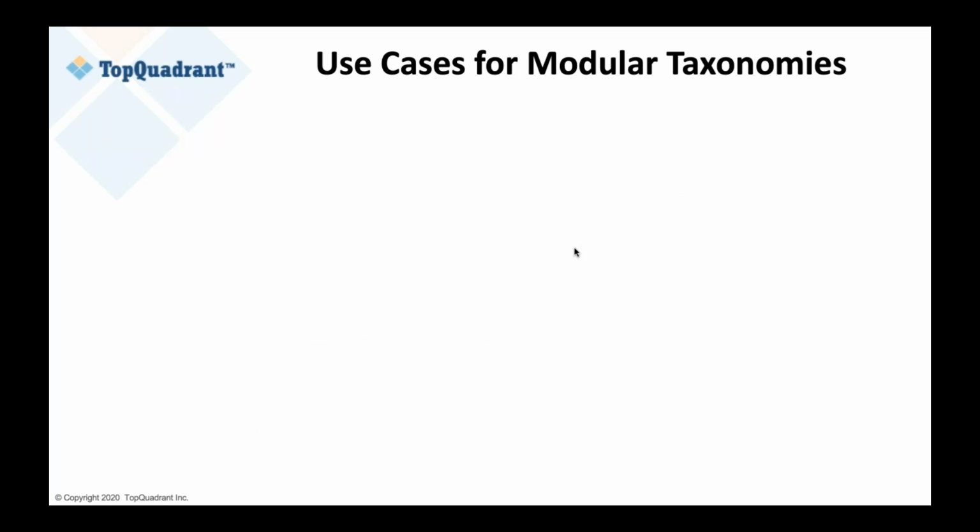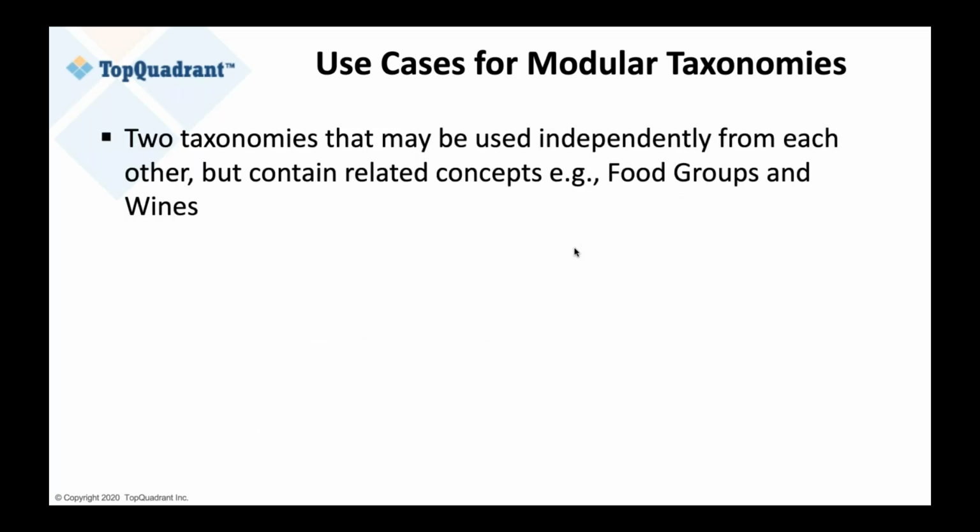Another example use case may be where you have two taxonomies that could be used independently from each other, but they contain some related concepts, or you want to build relationships from a concept in one taxonomy to another. We're going to show it as an example today. You may have some food groups, and then you may have a taxonomy of wines. And let's say for some use case, you want to indicate which foods pair well with which wines.